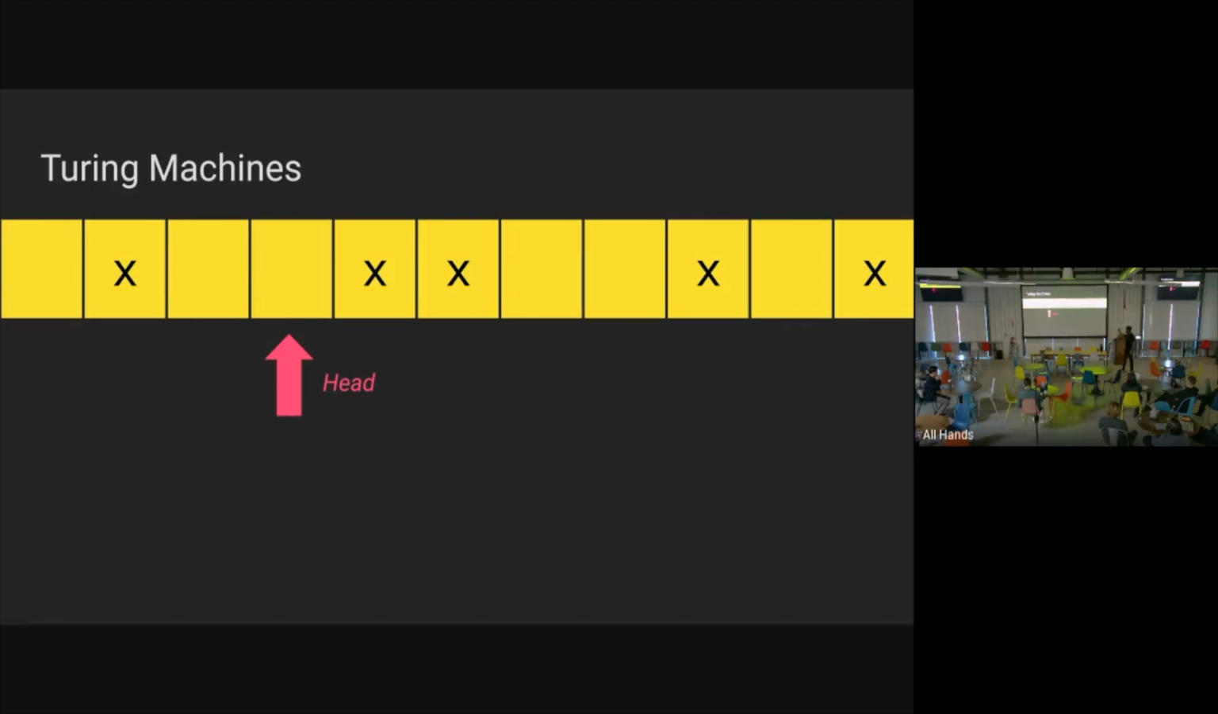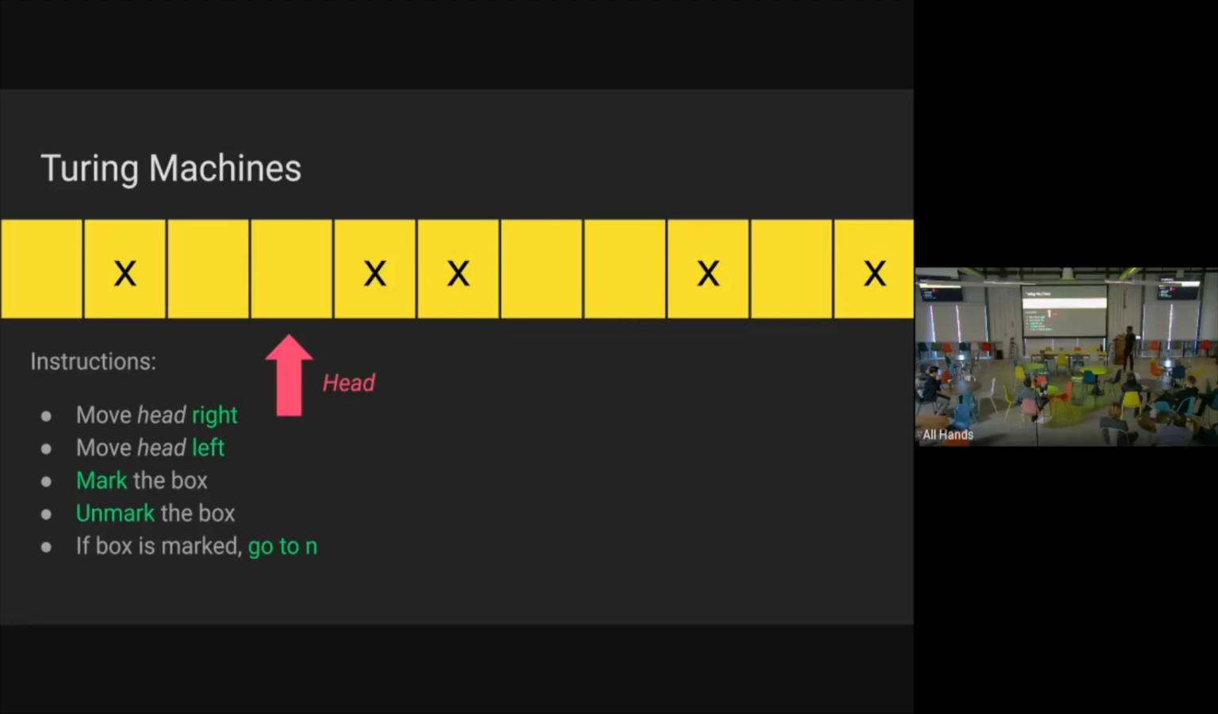And you have this thing called the head, and the head can do some stuff. You can move it to the right. In every case, it's always pointing to a particular cell. You can move it to the left. You can mark the box that the head is pointing at. You can unmark the box. And if the box is marked, you go to n. We'll talk about go to n in just a moment. And if the box is unmarked, also go to n. These are all different instructions that you can provide to this Turing machine.